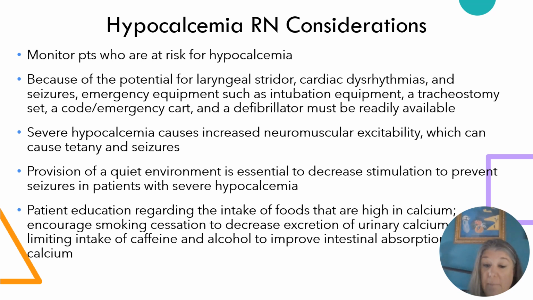We want to keep our person calm, right? This person is in an irritated state related to too little calcium. So we want to keep a calm area. And then our education is going to be related to foods that have high calcium. Stop smoking. That can actually cause urinary excretion of calcium. Limit intake of caffeine and alcohol because that affects intestinal absorption of calcium. So all of these things, basically make good health choices, right?